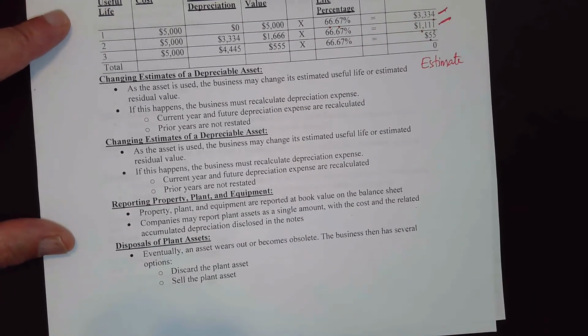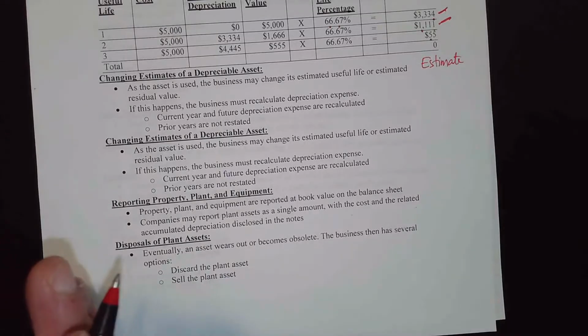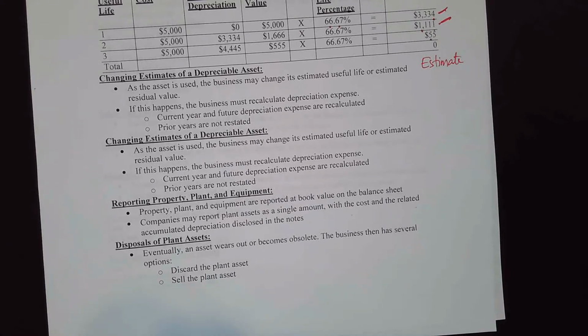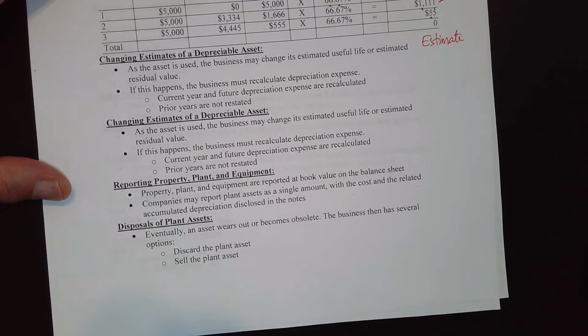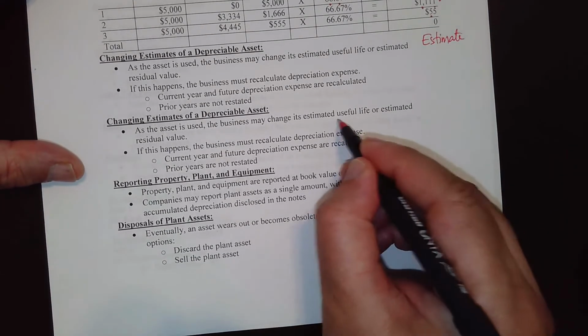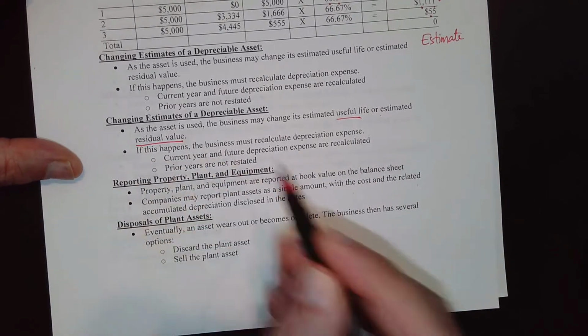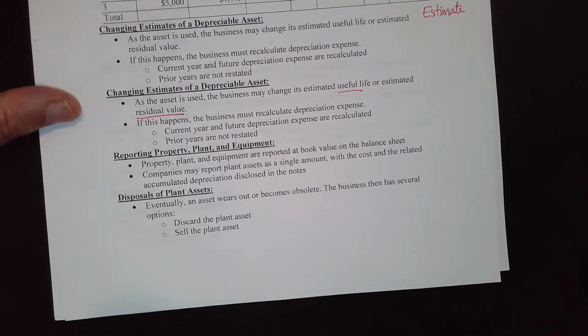You could also change the salvage value. But after the first year, you have to make sure you calculate a new depreciation expense starting the second year based on the remaining 2 years. Changing the estimation of a depreciable asset is also the same thing. Useful life, or estimated residual value, both could change.